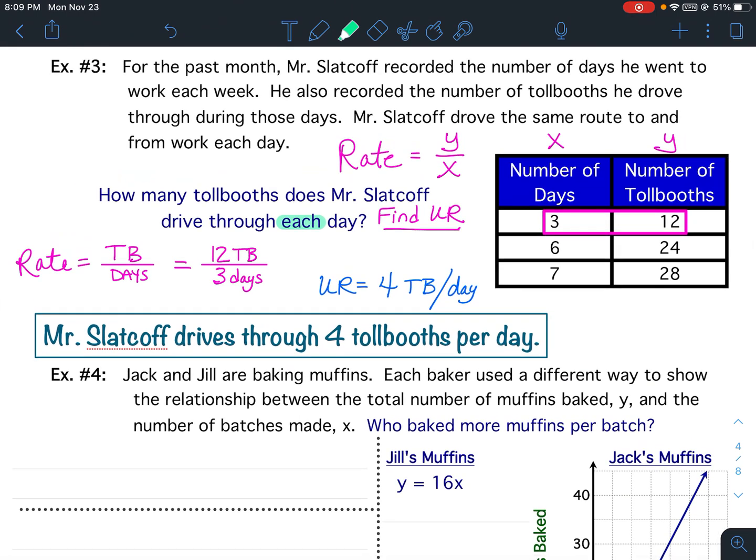Pause your video, make sure you have everything written down. If you have any questions on number 3, which is where we found a rate, set up a rate, and divided to find the unit rate. We set up a rate using the chart, then we divided to find the unit rate. If you have any questions on example number 3, please do not hesitate to ask.